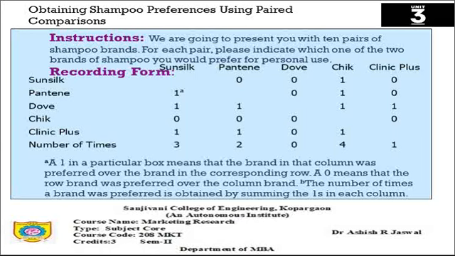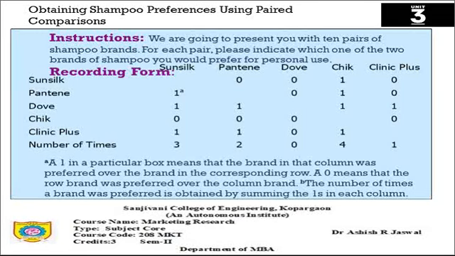And zero means that the row brand was preferred. If I want to see a comparison of Chic and Sunsilk, I have written 0. It means here Sunsilk was not preferred but Chic was preferred. And in number 1A, Sunsilk is preferred, Pantene is not preferred. In short, when you prefer a brand in the column, it is written as 1, and when you prefer a brand in the row, it is written as 0.